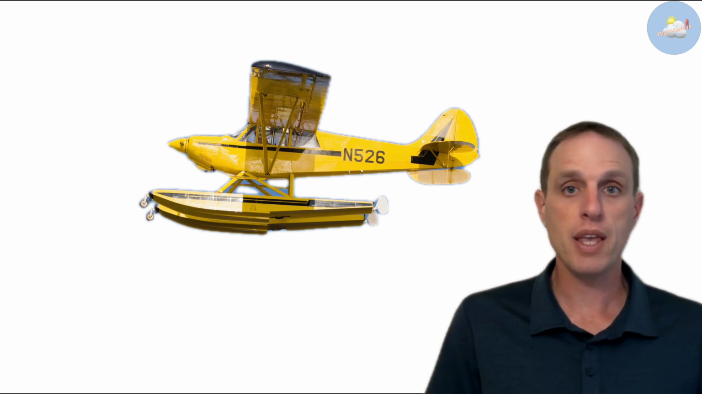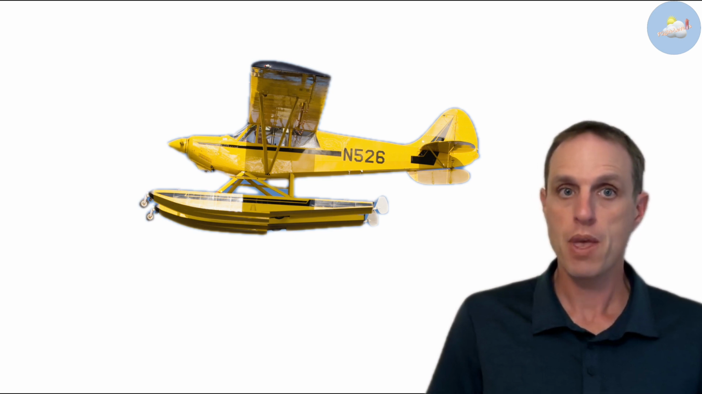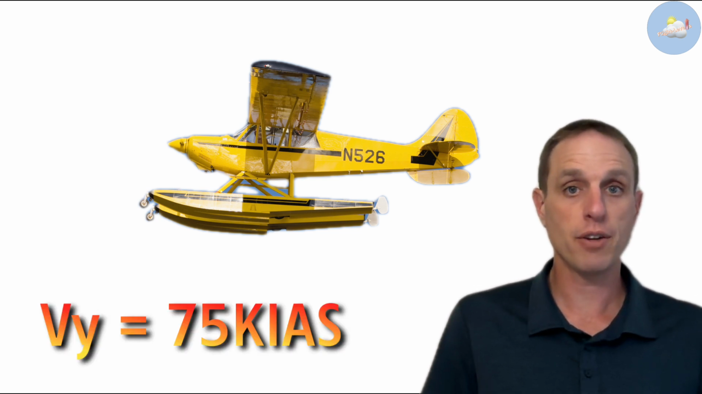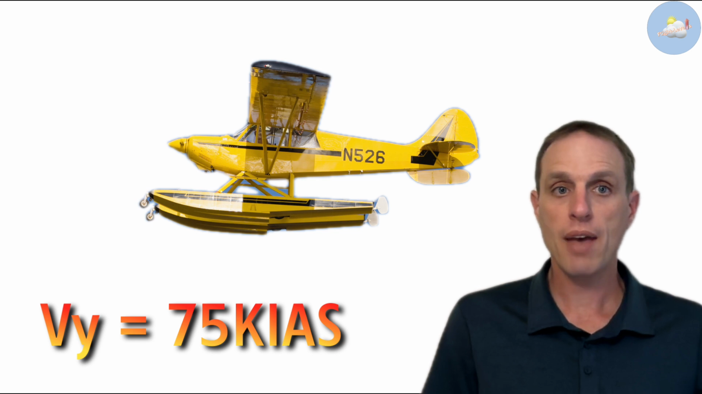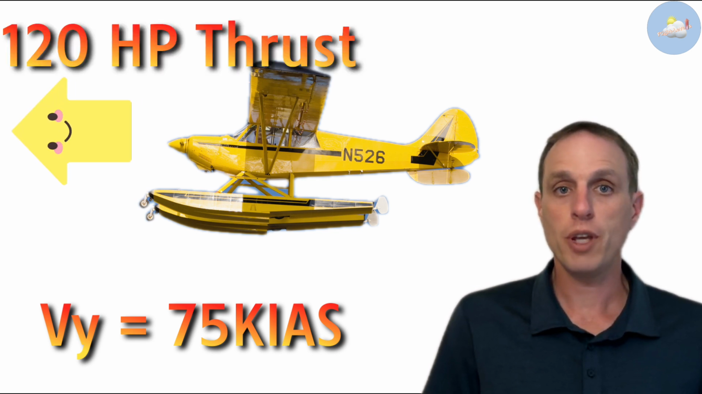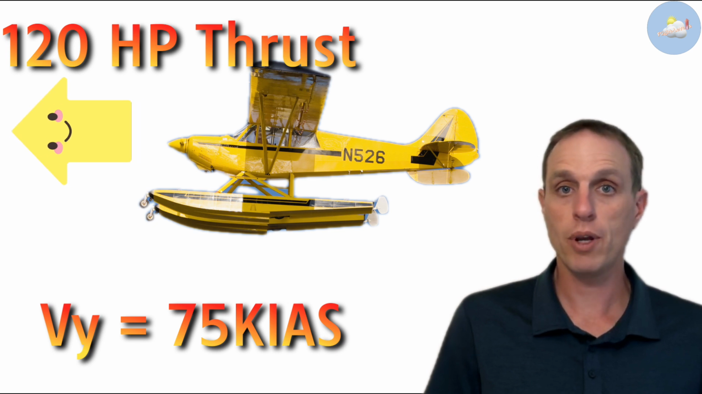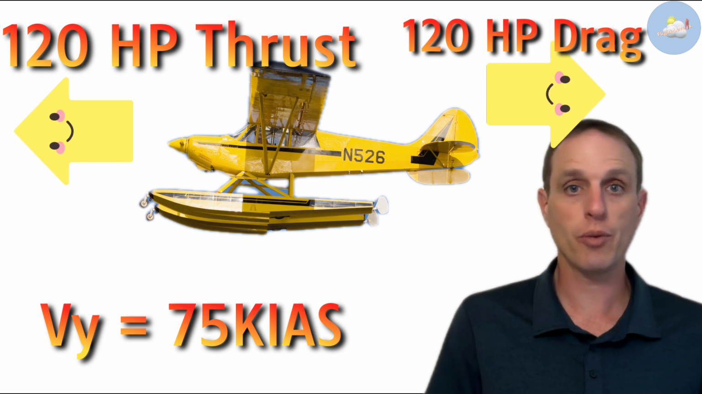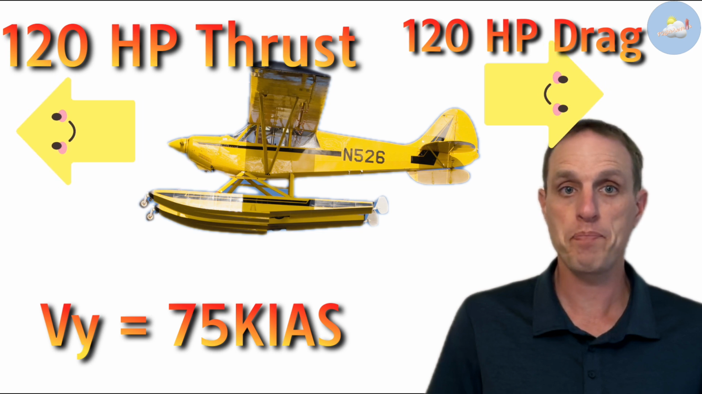Let's say we are in an airplane in flight holding altitude at a steady speed of Vy. For this example, let's say Vy is 75 knots indicated airspeed. We likely have a medium power setting. Let's say the propeller is producing 120 horsepower, which is opposing 120 horsepower required. We are in straight and level unaccelerated flight because the four forces of flight are in equilibrium.